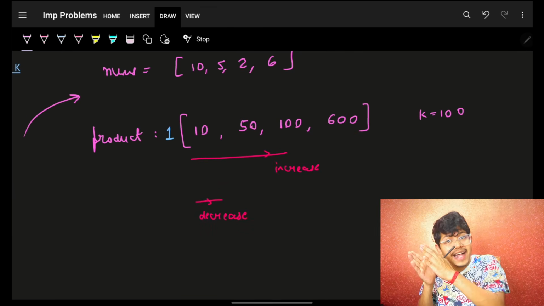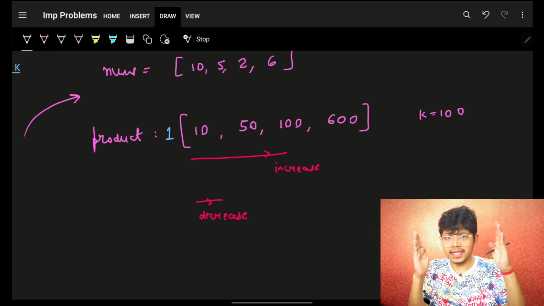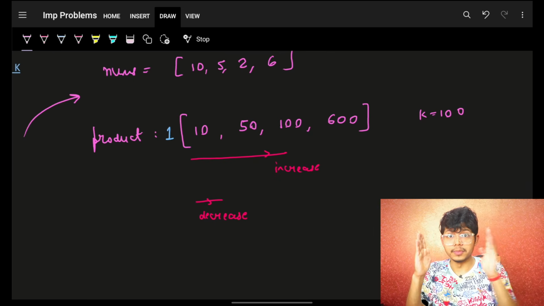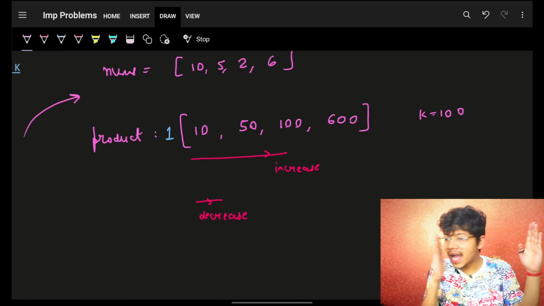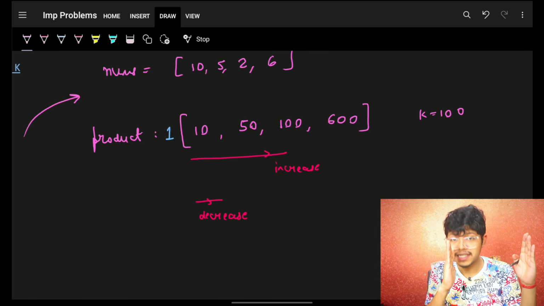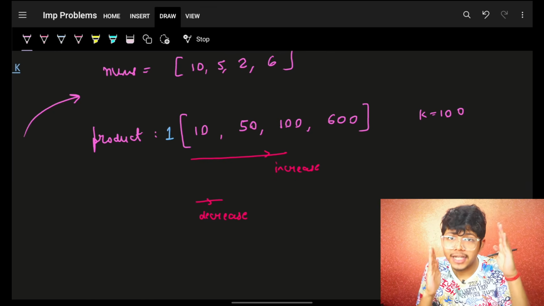We know that as we are going to the right, my product will actually increase. That's a j pointer, that's an i pointer for me. So as my j pointer moves, my product will increase. As my i pointer moves, my product will decrease. So both the pointers have their specific impact on your answer.